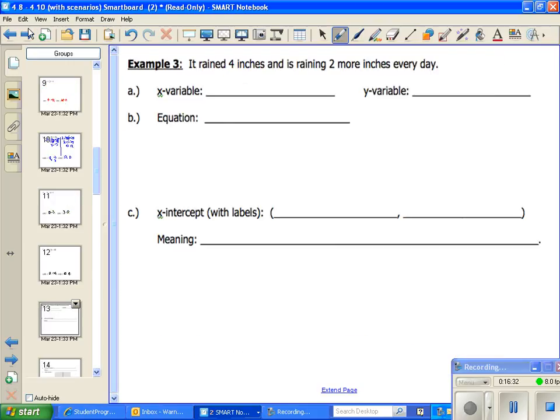We're going to do 2 more word problems, then we'll be done. Okay, example 3. It rained 4 inches and is going to rain 2 more inches every day. Okay, Molly, what's your x and y variable? Good, days and inches. Go ahead and write the equation down to represent that.